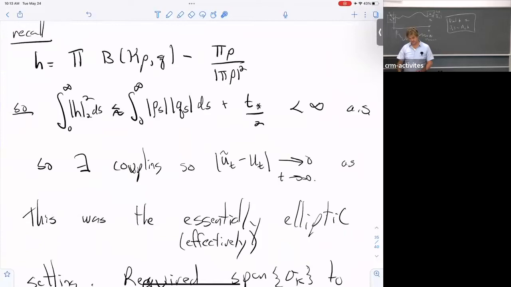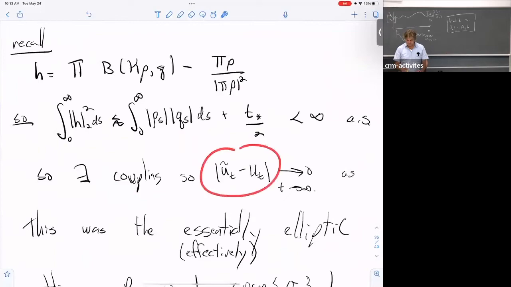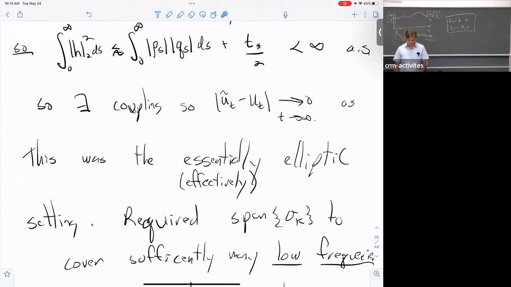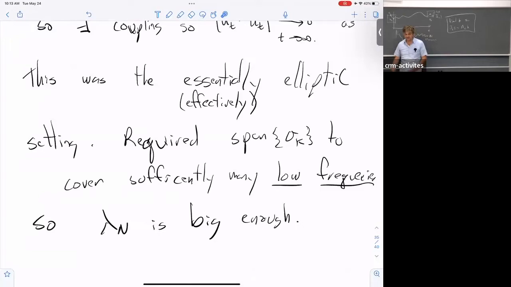All right, so then we get that this is finite cost. So there exists a coupling which drives these together at time infinity is what you'll derive from that, okay? All right, so there's some work to be done there to make that all right, but I kind of chose to not overdo that part. Okay, so this somehow is an essentially elliptic or effectively elliptic. I have various papers, I haven't made up my mind what I should call it. So it requires somehow that the span of the directions that I force covers sufficiently many low modes so that it covers all the directions that are kind of asymptotically on average unstable, right?